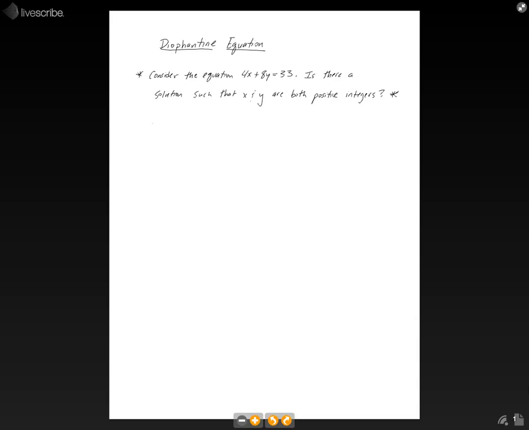It says, consider the equation 4x plus 8y equals 33. Is there a solution such that x and y are both positive integers? Well, your first instinct may be to try to solve this problem, or solve the equation.